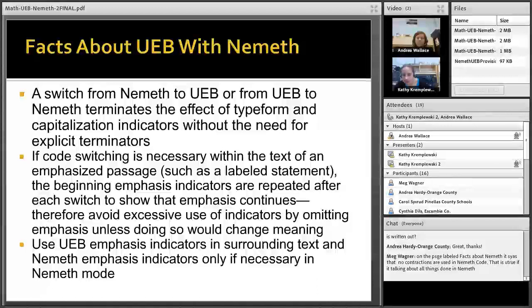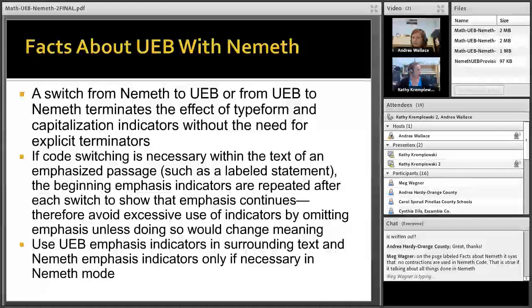In the passage labeled Facts About Nemeth, it says that no contractions are used in Nemeth Code. That is true if talking about all things done in Nemeth. Okay, I think that's more a statement. Thanks, Meg.